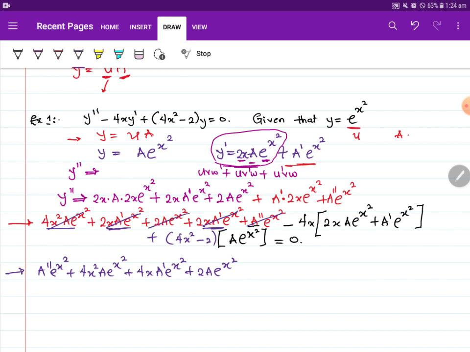Now for the y prime, I'm going to what? Open the bracket with minus 4x, meaning minus 4x times what is there? That's minus 8x squared a exponential x squared, minus 4x times what is there? That's minus 4x a prime exponential x squared.